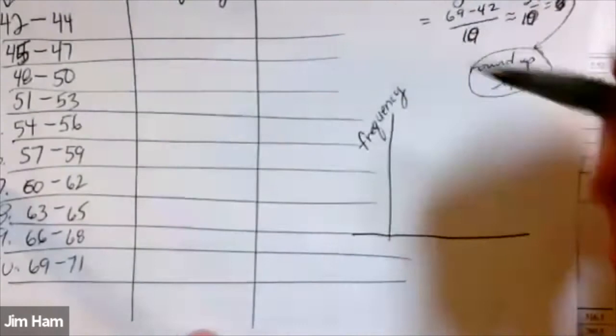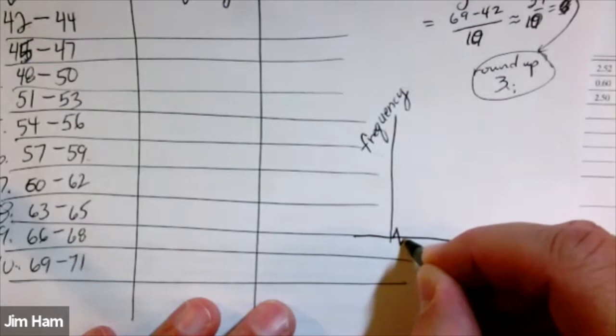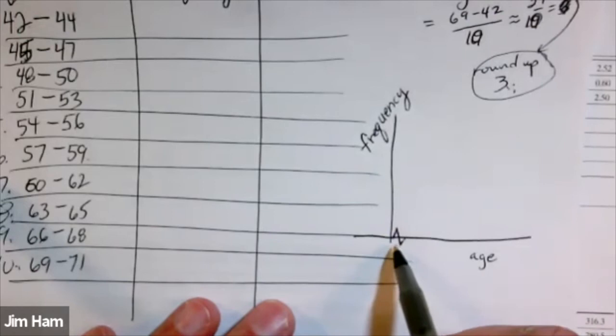And the horizontal scale will be the age at inauguration. So if we don't start at zero, what we typically do is put this little marker here that indicates this is not the real y-axis. There's a break. We're not starting at zero. We're going to start at 42.